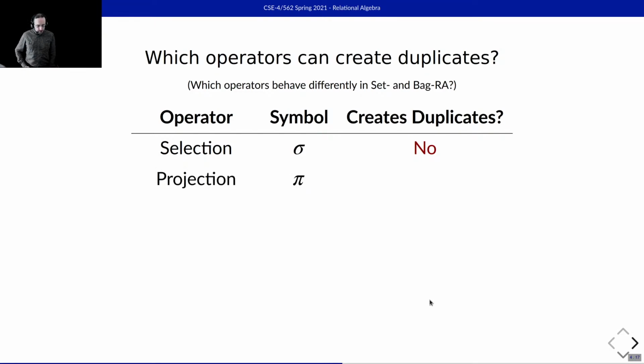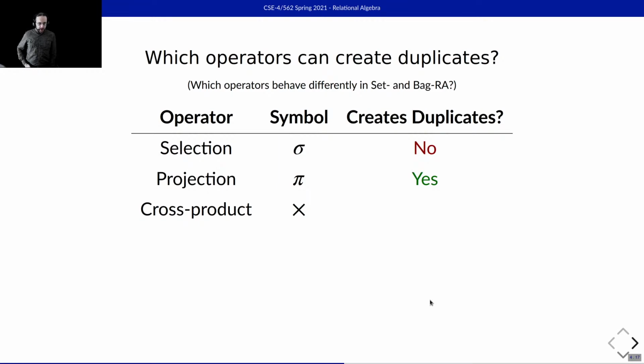Projection. Here's a little bit of a freebie because we already talked about it. On the other hand, if I'm removing attributes, then I run the risk of removing the only thing that makes two different tuples distinct. Even if the two tuples are distinct with attributes A and B, if I remove B, now they might still have the same A. So if I'm implementing projection, I do need to pay attention to whether or not I'm working with set or bag relational algebra.